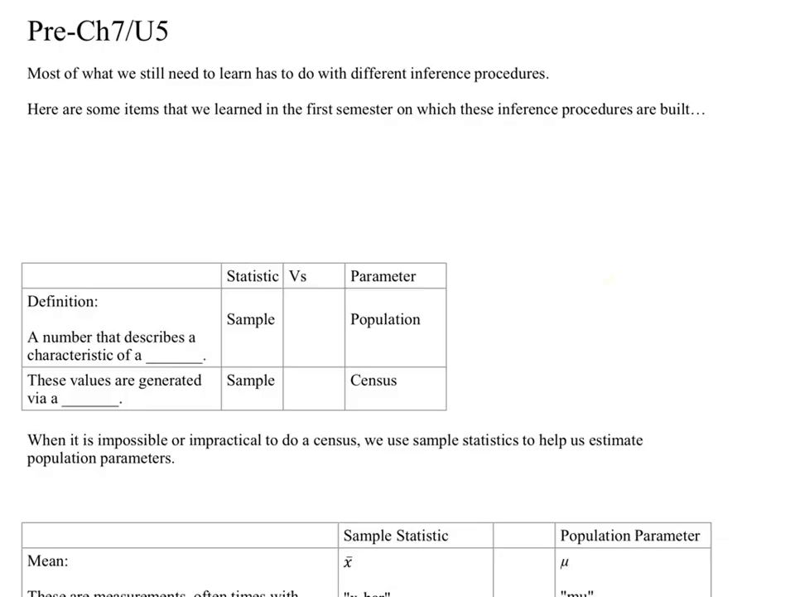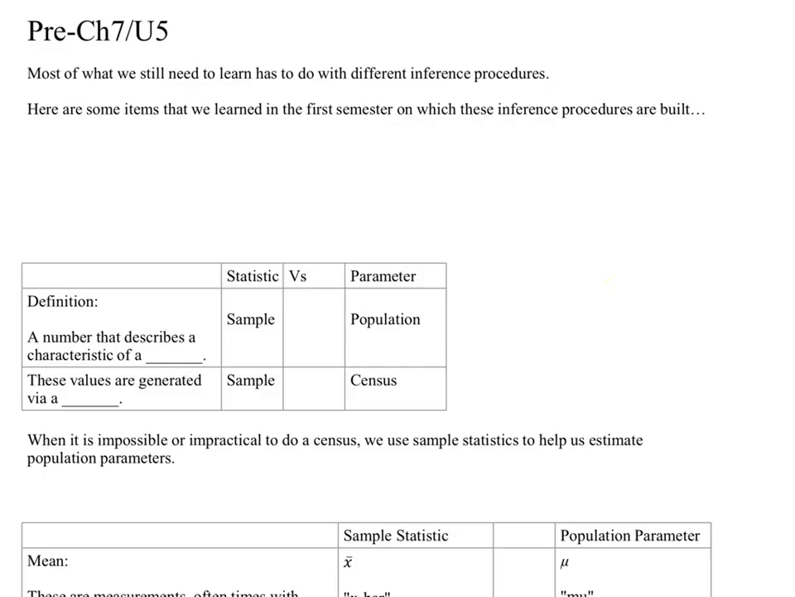But okay, most of what we're going to be doing in the second semester is inference procedures. There are all sorts of terms that we have to be able to refer to correctly. For instance, statistics versus parameters. A statistic is a number that describes a characteristic of a sample, whereas a parameter is a number that describes a population. Statistics are generated from samples or surveys, and parameters are generated from a census.